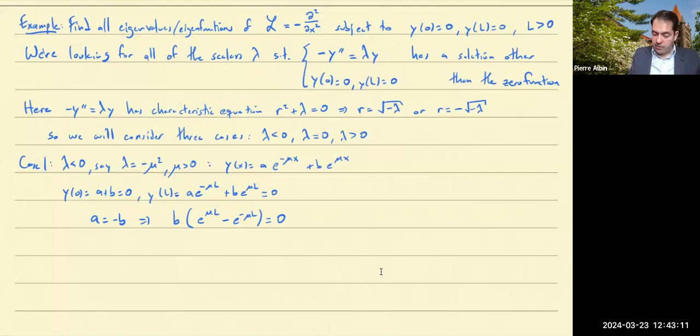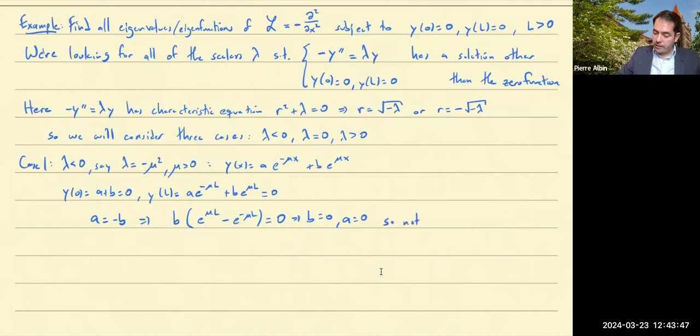Now, that means that either this is going to be 0 or b is going to be 0, right? So let's think about this. When is this equal to 0? Well, it's equal to 0 if this is equal to this, right? But e to the something is equal to e to that minus something only if that something is 0, right? But mu and L are both positive. So this exponent is not equal to 0, which means that this difference is not equal to 0. So this tells us that b is 0, and then that first equation tells us that a is 0.